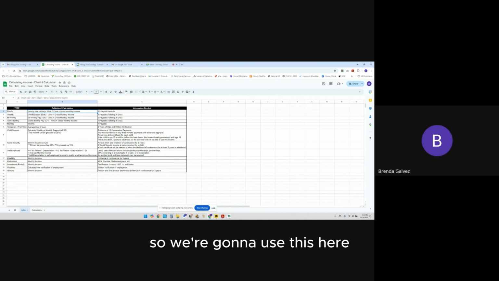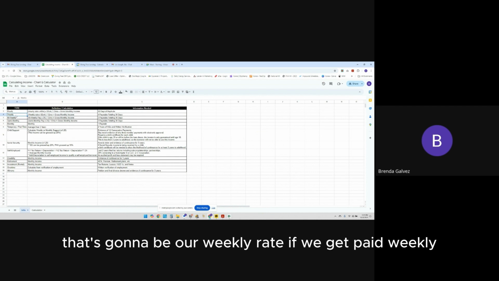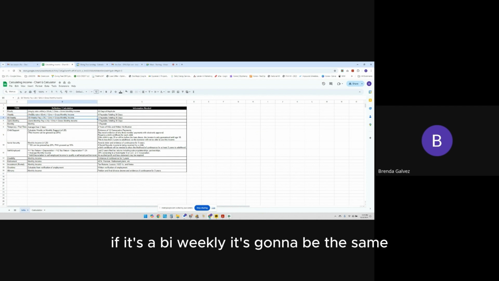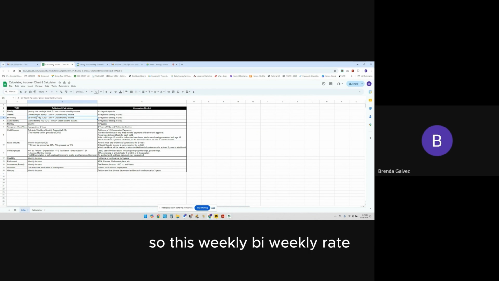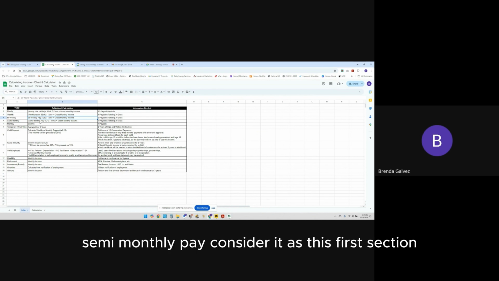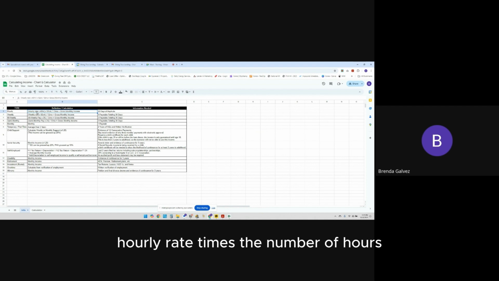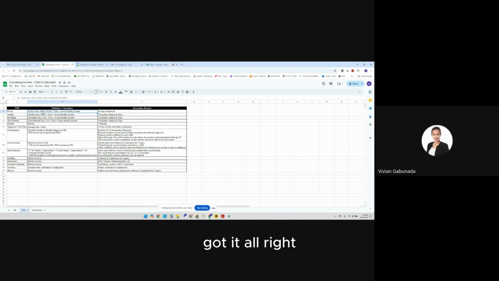So we're going to use the hourly rate times the 40 hours. That's going to be our weekly rate if we get paid weekly. If it's biweekly, it's going to be the same hourly rate times whatever hours, so 80 hours, 70 hours, 72 hours, whatever hours we calculate, times 26. So for the weekly rate, biweekly rate, semi-monthly pay, consider it as this first section, the hourly rate times the number of hours. Got it. All right.